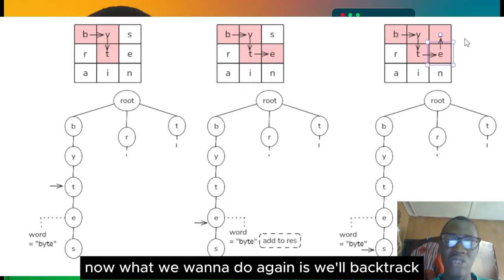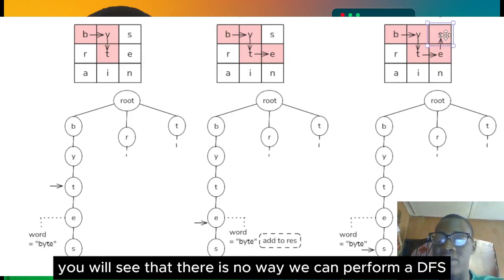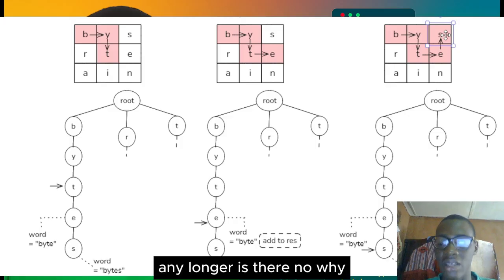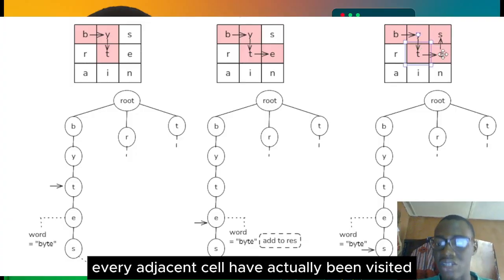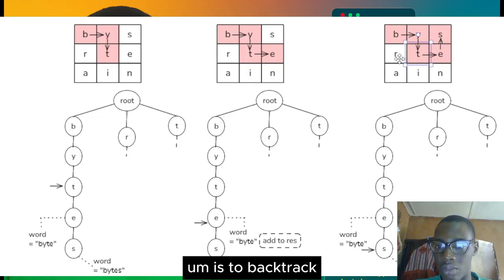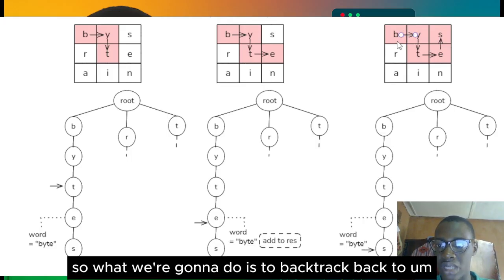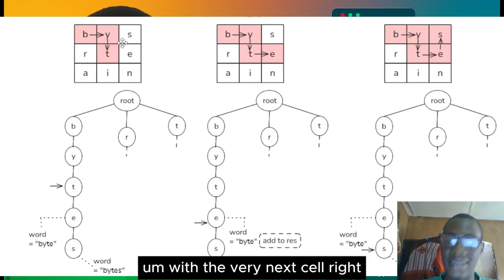Right now, what we're going to do again is backtrack. You understand? Because at this point, at S here, there is no way we can perform a DFS any longer. Is there? No. Why? Because there is no valid adjacent cell to S. Every adjacent cell has been visited in this part. So because of that, we want to backtrack. We backtrack back to B, and then we start again with the very next cell.